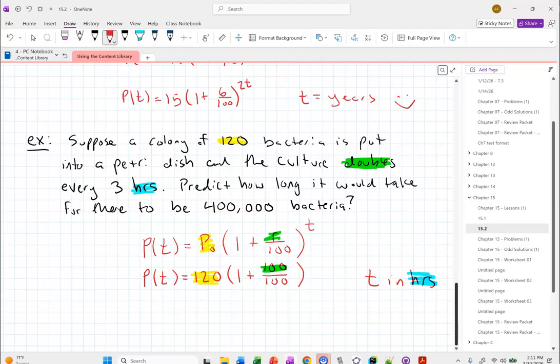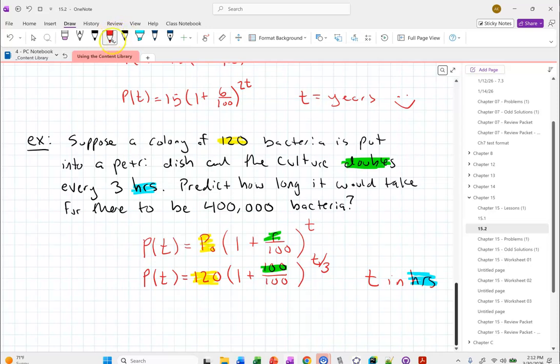It says that the culture doubles every 3 hours, right? How much of that doubling happens in 1 hour? 1/3 of it, right? Everybody agree with that? If it takes 3 hours to double, you'll get 1/3 of that doubling in an hour. So I'm going to have T over 3, or 1/3 times T. Everybody okay with that?